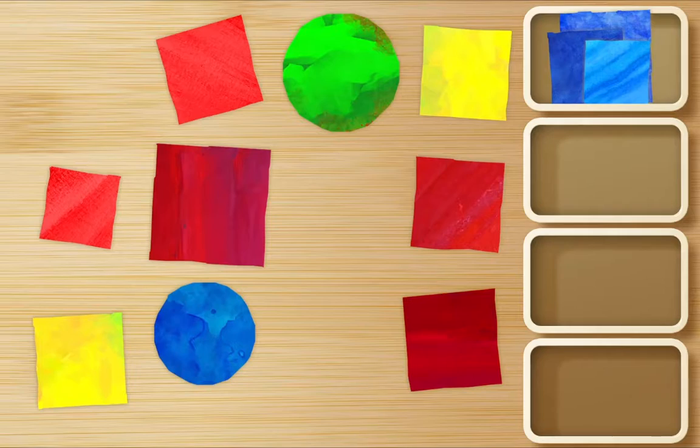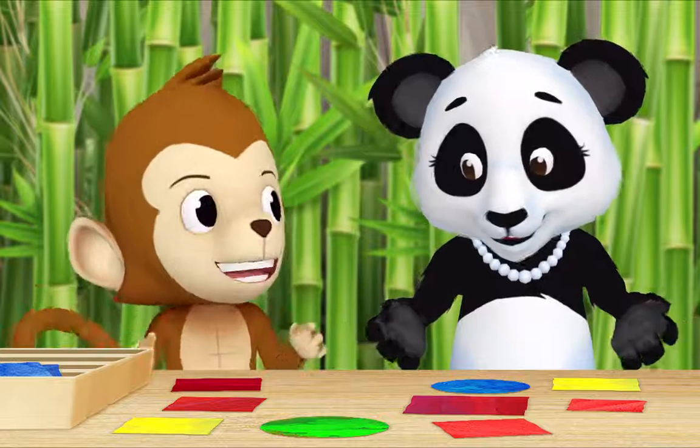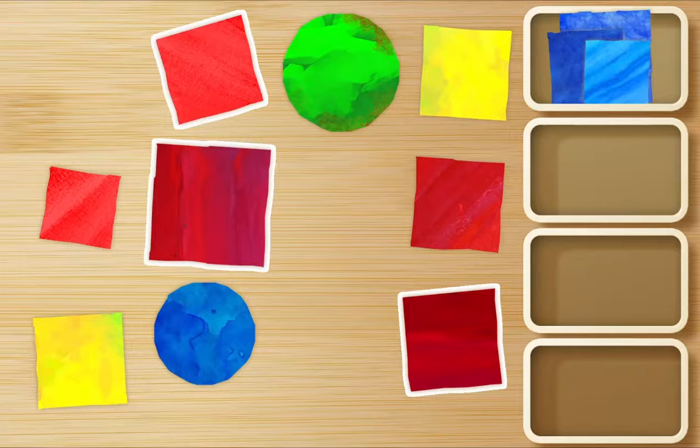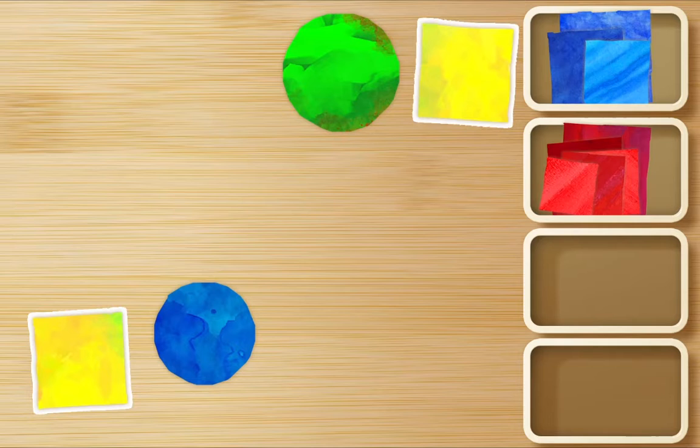Thank you, Monkey. Now let's gather all of the red squares. Okay. Here's one. Here. Oh, and here. Splendid! Should I look for yellow squares now, Miss Panda? That's a good idea. Okay! Here. And here.